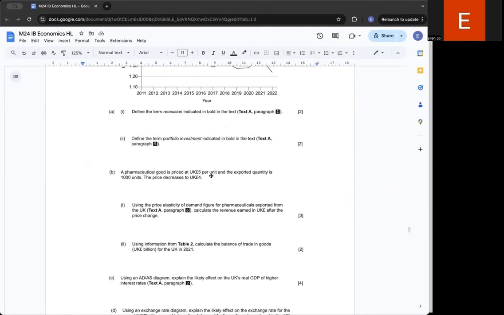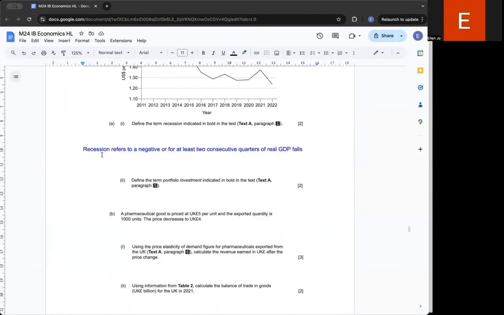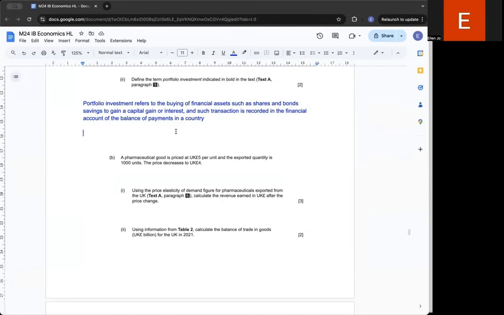Question A1. Define the term recession indicated in bold in the text. The term refers to a negative growth, or at least 2 consecutive quarters of real GDP falls, in a country's economy. Question 2. Define the term portfolio investment indicated in bold in the text. It refers to the buying of financial assets, such as shares and bonds, to gain a capital gain or interest, and such a transaction is recorded in the financial account of the balance of payments in a country.